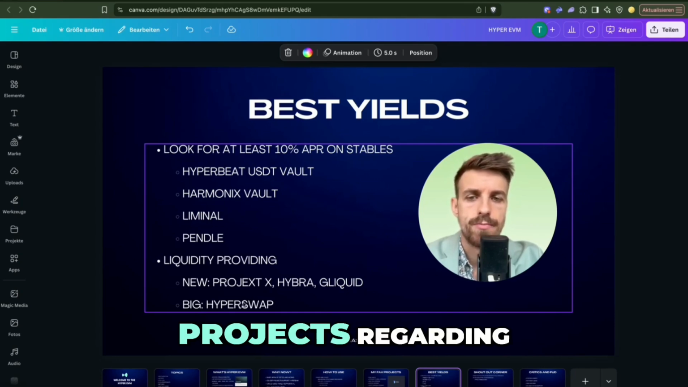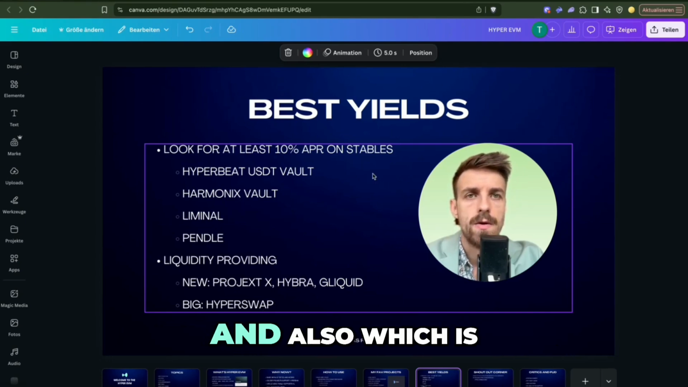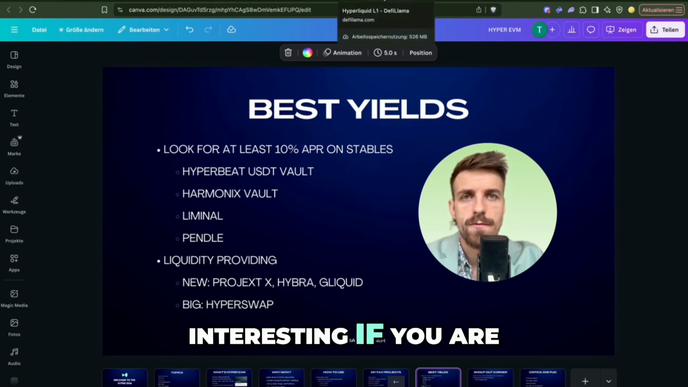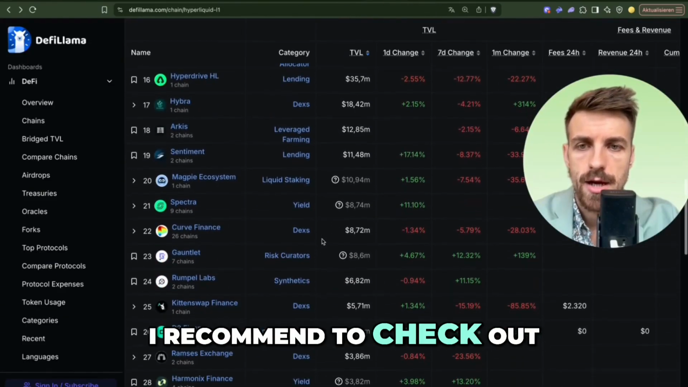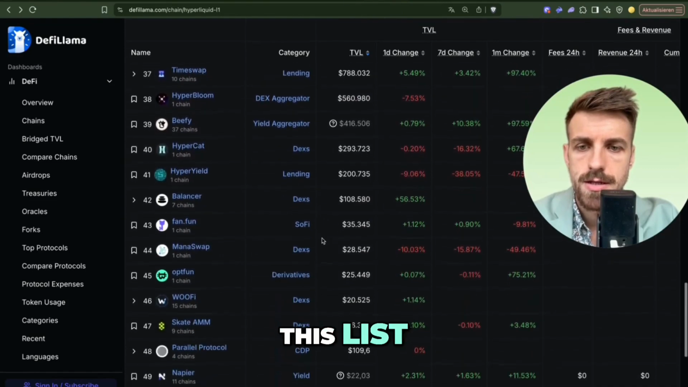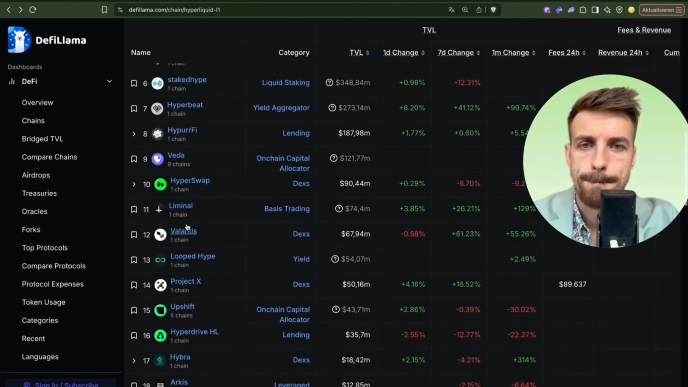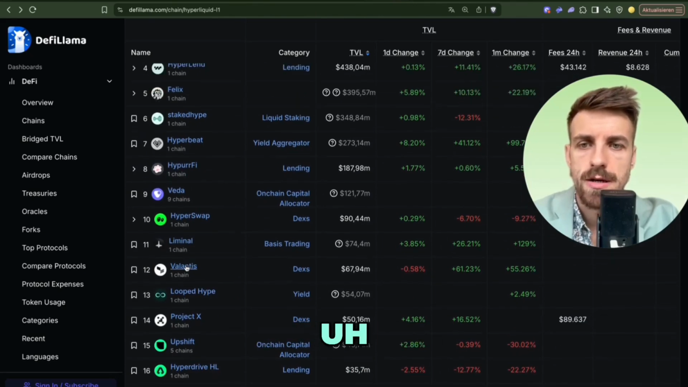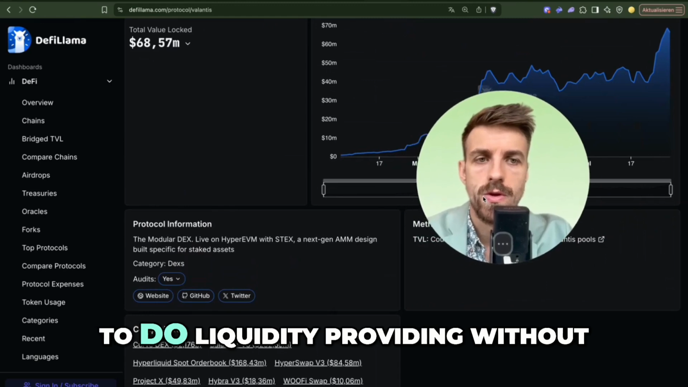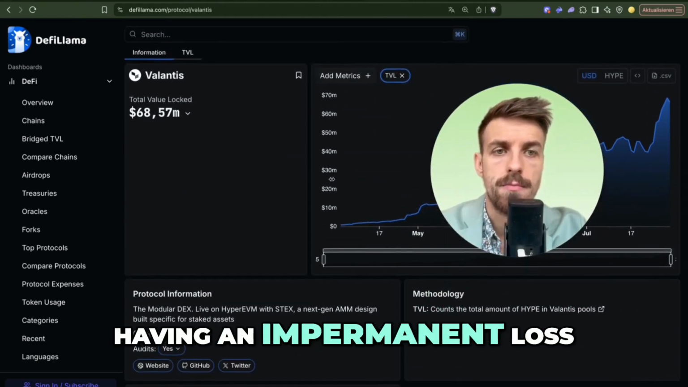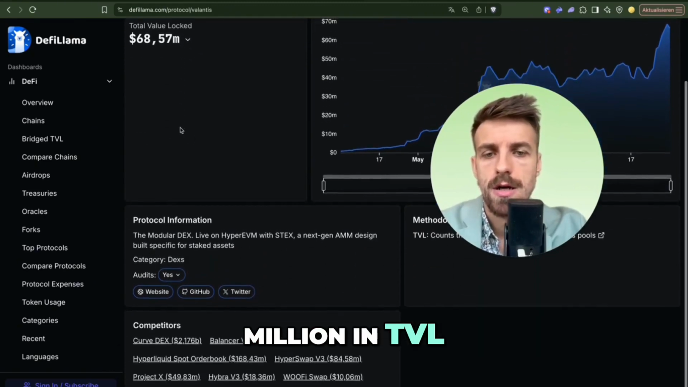If you want to have the biggest projects regarding liquidity providing, I can recommend HyperSwap, and also, which is interesting if you are afraid of impermanent loss, I recommend to check out Volantis. Sorry, not Liminal, it's Volantis. Basically, they allow you to do liquidity providing without having an impermanent loss. Which is also interesting. They are at 68 million in TVL.